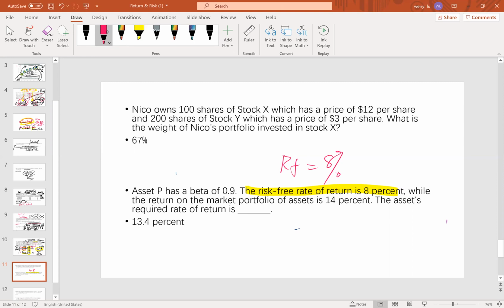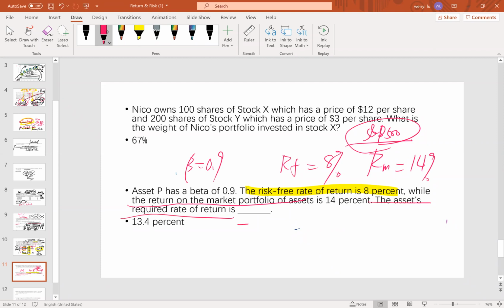And the return on the market portfolio, like the S&P 500, which is a portfolio for the whole market, equals 14%. Our beta equals 0.9. So what's the asset's required rate of return? We can use the CAPM model. Anytime you see the beta and the market return, we apply our capital asset pricing model.